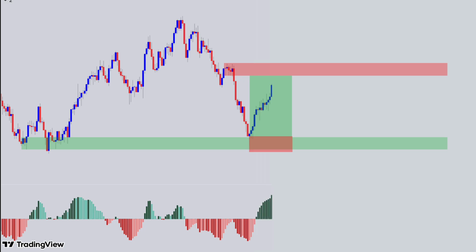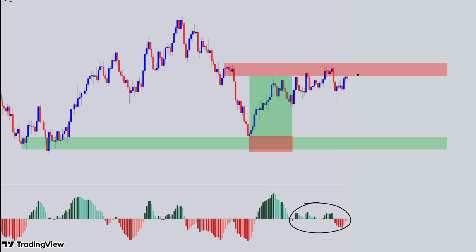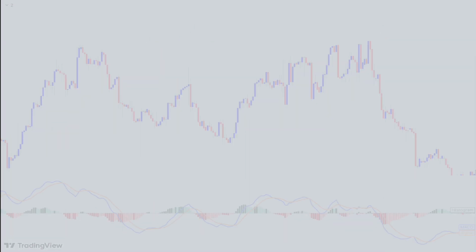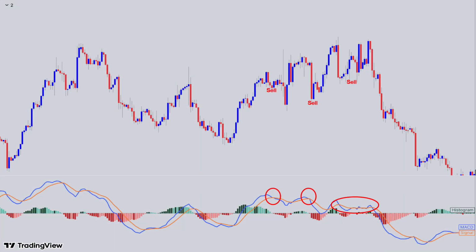On the other hand, if you see small and weak histogram bars, that's a sign that the price is likely to continue in its current direction. Now let's talk about trading with the trend. The MACD is an awesome trend following indicator, but it can give you false signals if you use it on its own in ranging markets. So we need something else.